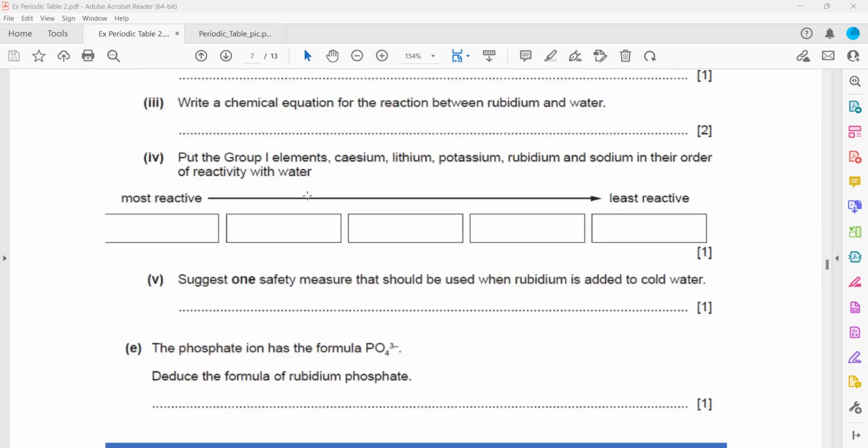Suggest one safety measure that should be used when rubidium is added to water, because there's a vigorous reaction. So what safety precaution should we take? Use eye protection or wear goggles, or use gloves, lab coat.